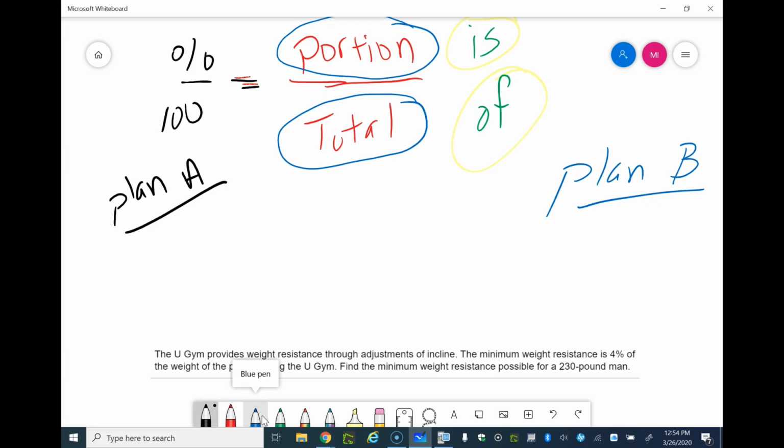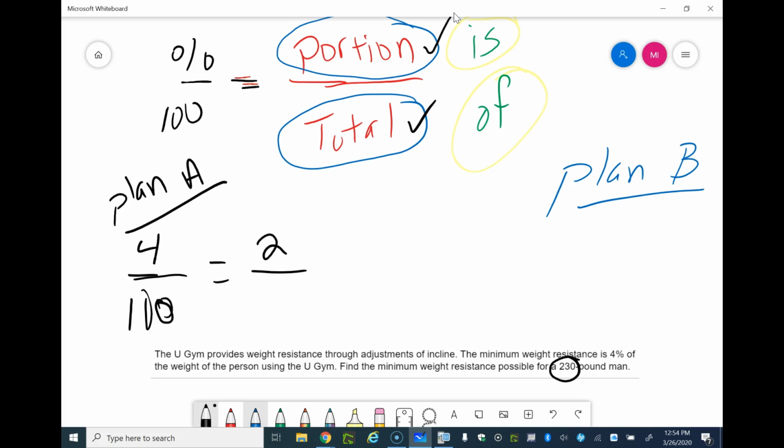So here's my proportion for plan A. We're still going to find the percentage, which is 4. The 100 still goes on the bottom left-hand corner. And now the other number that we're focusing on is the 230. Is that 230 a portion of something, or is it a total of something? Well, say that we don't know, we read the word problem, and we're still confused about where to place it. Let's just place it in plan A as a portion, with our x being the total.